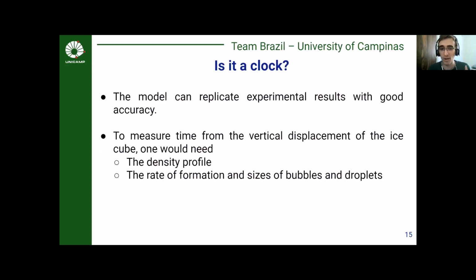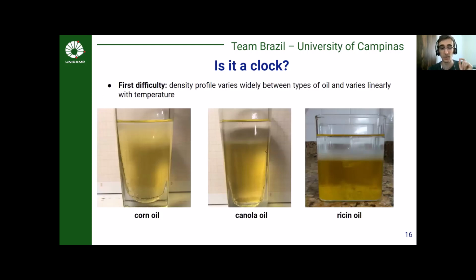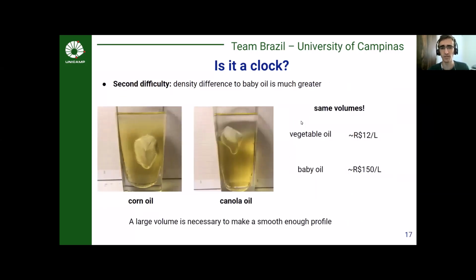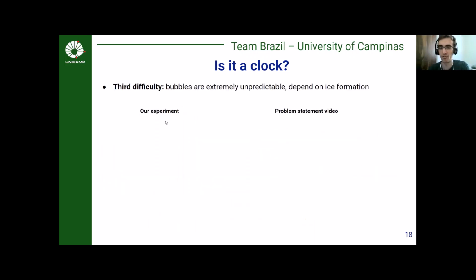Well, we know that the model can replicate the experimental results with very good accuracy, but to measure time from the vertical displacement of the ice, we would need to know the density profile very well, and also the rate of formation of bubbles and droplets. And we know, for instance, that the density profile varies widely between types of oil, as you can see in this image. So we have corn oil, canola oil, and castor oil. So this is a very important difficulty. And also, to get a smooth enough profile, you need a very large amount of oil, which is quite expensive. I should have converted the currency here, but it's quite expensive to get a large enough amount of oil to get a smooth density profile.